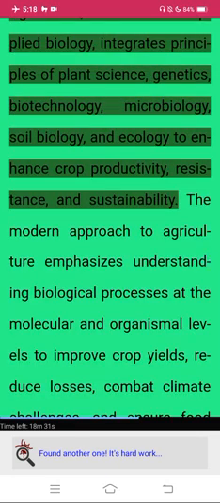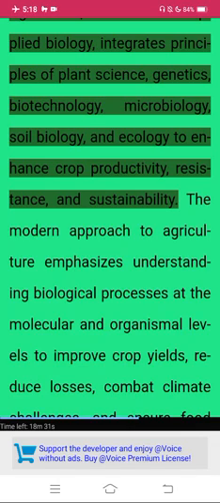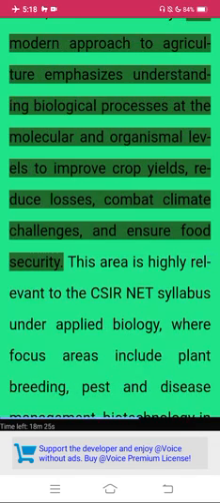Agriculture, as a branch of applied biology, integrates principles of plant science, genetics, biotechnology, microbiology, soil biology, and ecology to enhance crop productivity, resistance, and sustainability. The modern approach to agriculture emphasizes understanding biological processes at the molecular and organismal levels to improve crop yields, reduce losses, combat climate challenges, and ensure food security.